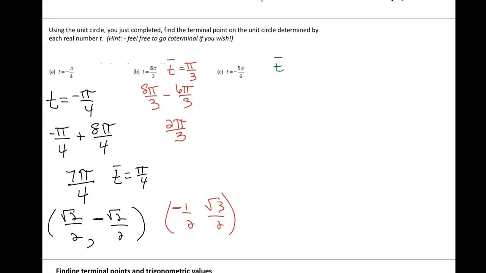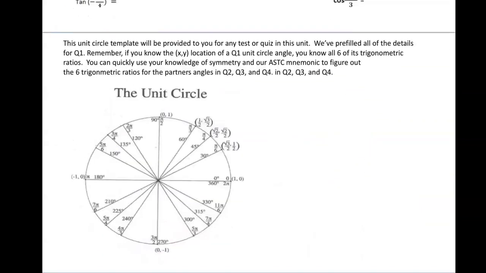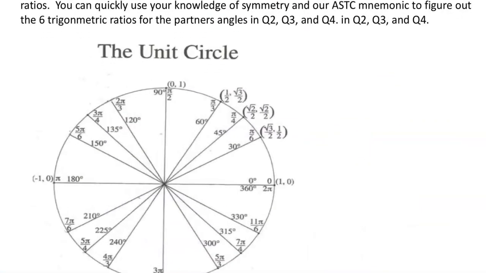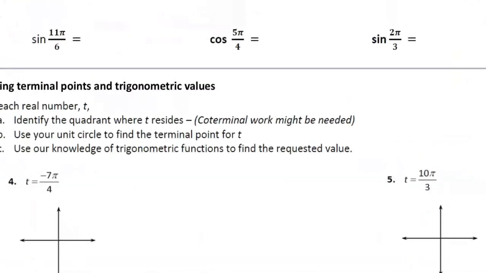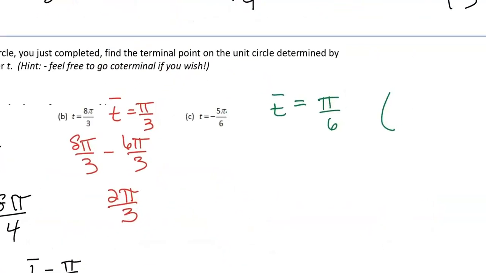I know my reference angle is pi over 6, and I happen to know, if I look back, and you can look this way as well, let's look what I have for you. If I look here, what do I know about pi over 6? Here are my coordinate pairs right there. So I'm going to come back up here, and I'm going to write down those coordinate pairs, which were radical 3 over 2 and 1/2.